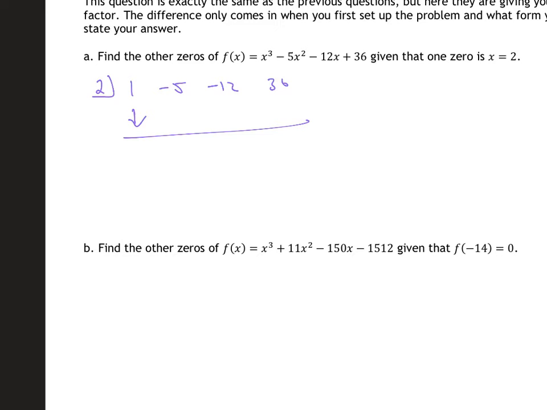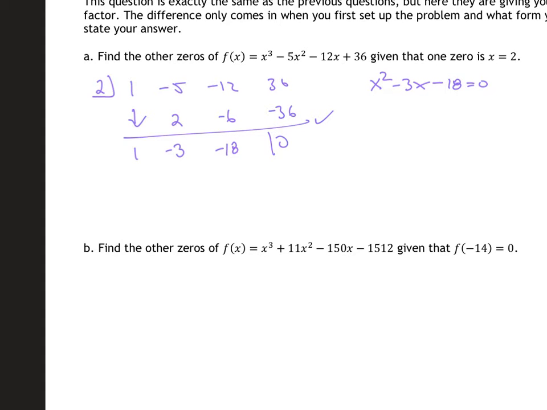Bring it down. So 1 times 2 is 2. I got a negative 3. Negative 3 times 2 is negative 6. I get a negative 18. Negative 18 times 2 is negative 36. I get a 0. It should check out, which is perfect. So I'm left with x squared minus 3x minus 18.